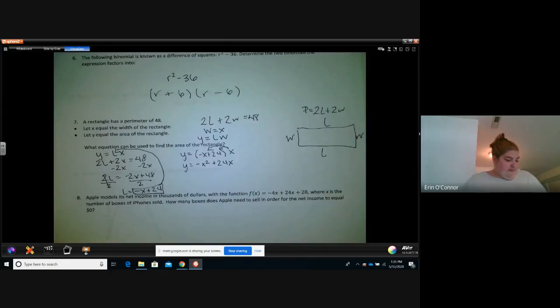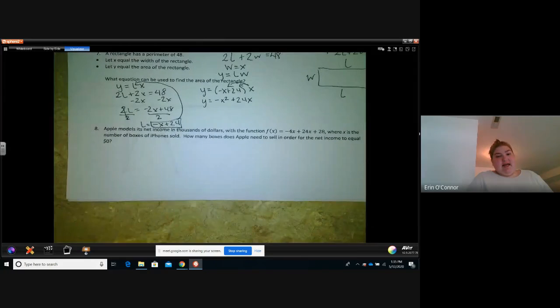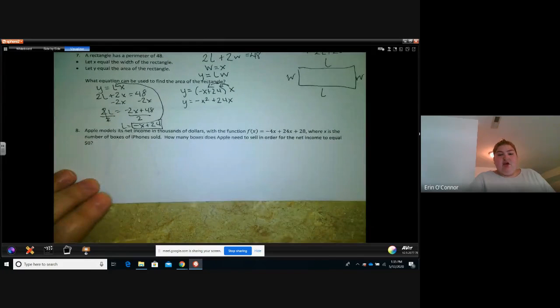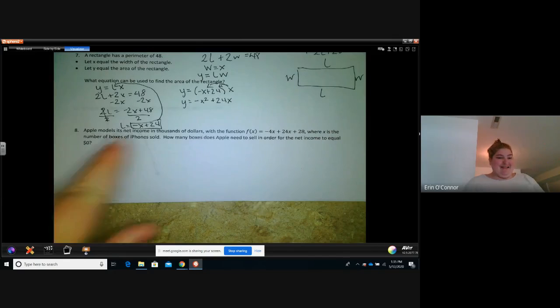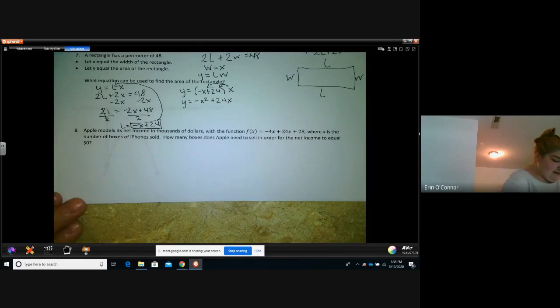All right, next one. Apple models its net income in thousands of dollars with the function f of x equals negative 4x squared plus 24x plus 28, where x is the number of boxes of iPhones sold. How many boxes does Apple need to sell in order for the net income to equal $0? So I want the net income to equal $0. Now, x is the number of boxes.